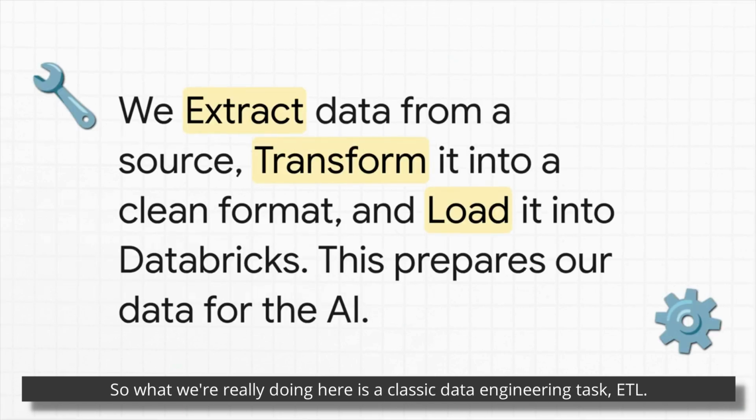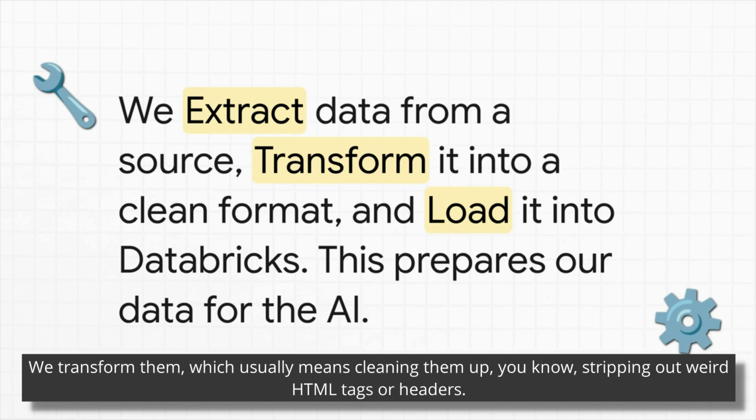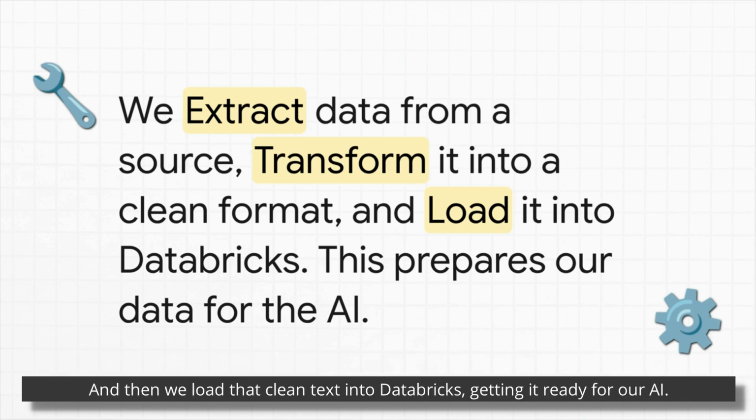So what we're really doing here is a classic data engineering task, ETL. It's pretty simple. We extract the raw documents from wherever they are. We transform them, which usually means cleaning them up, stripping out weird HTML tags or headers. And then we load that clean text into Databricks, getting it ready for our AI.